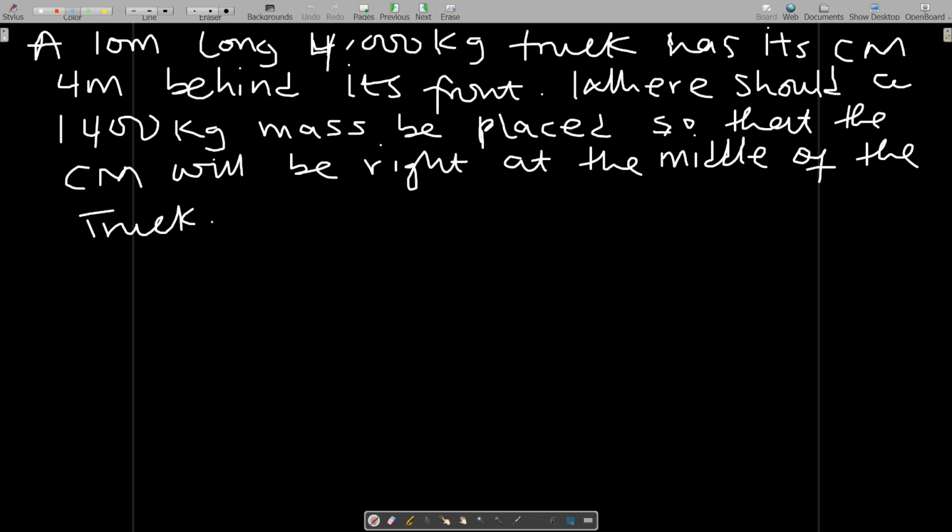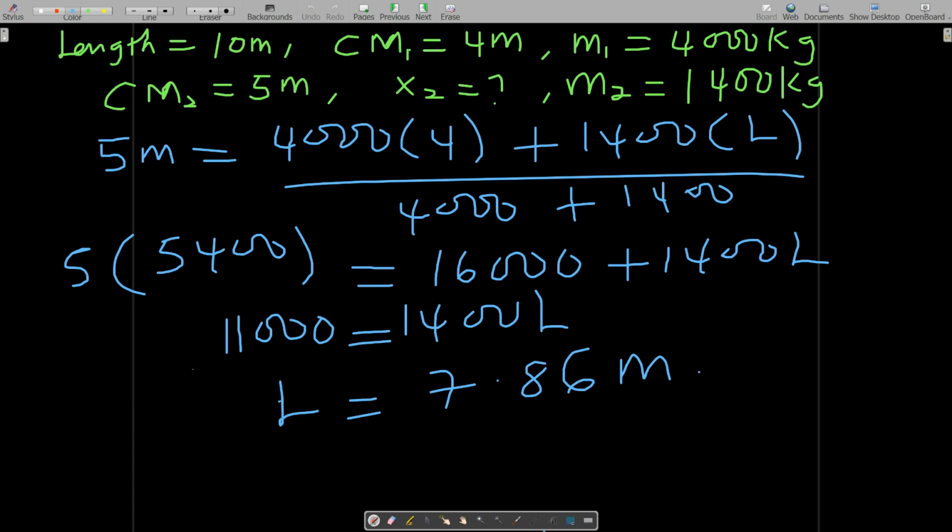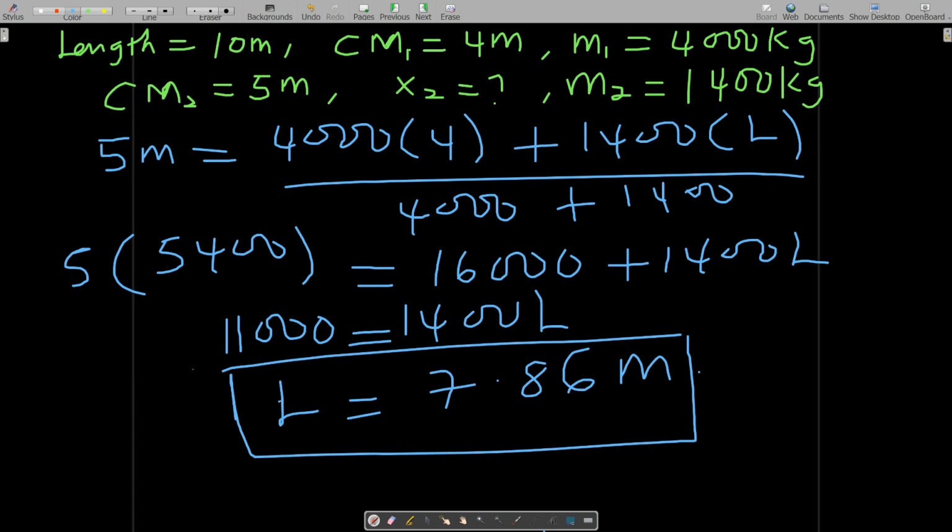You're saying that a 10 meter long track, so where should a 1,400 kilogram mass be placed so that the center of mass is right at the middle of the track? That was the reason why we said the new center of mass is 5 meters, because the total length was 10 meters and at the middle it becomes 5. So based on our calculation it should be placed at 7.86 meters.